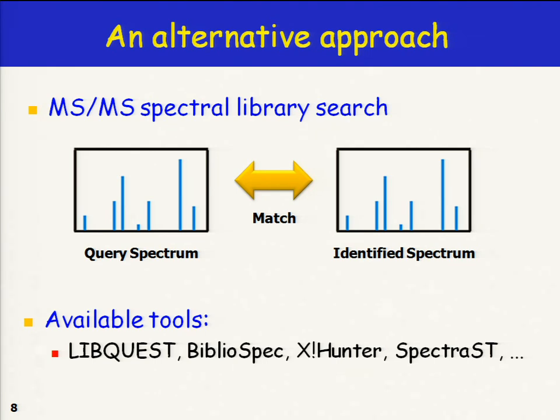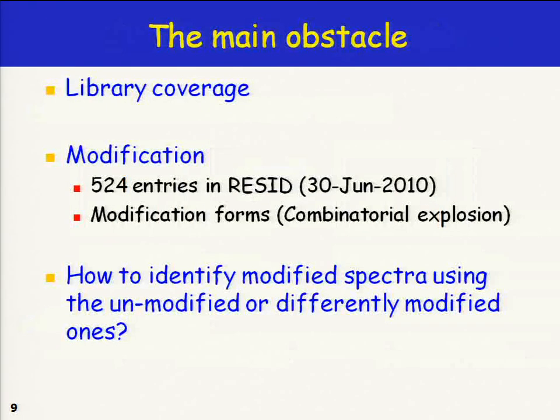Instead, spectral library search can use the previously identified spectra to build reference spectra, which makes the search more efficient. Of course, there are several libraries that can be used. However, there is a challenge: the library needs to cover many modification forms. A comprehensive library would need to record possible modification forms from all proteins in order to identify differently modified peptides.